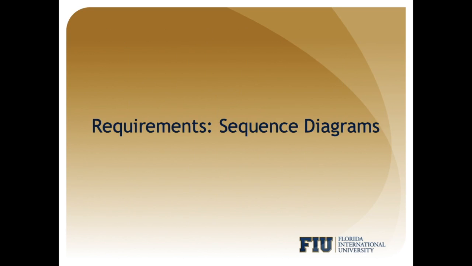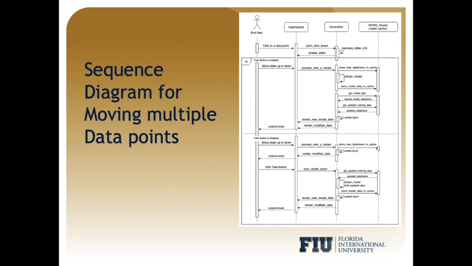Now let's take a look at the sequence diagrams. First, we have a sequence diagram for moving multiple data points. In the diagram, we can see that first the end user sends a message to the dashboard that he wants to select one or several data points in this case. After that, the dashboard sends a message to the controller saying that a click event has happened. This will trigger a function that will calculate the information needed for the slider. After that, this will enable the slider in the dashboard.